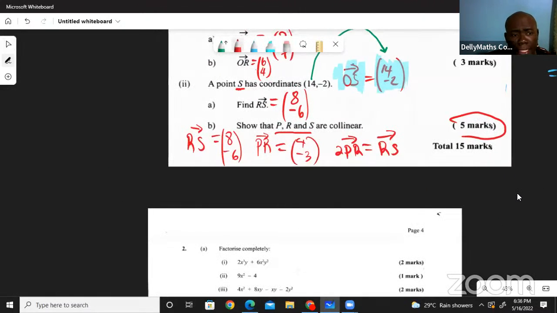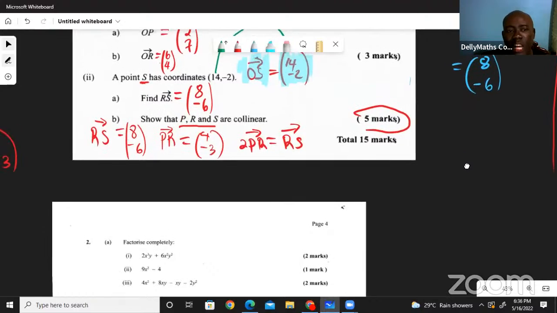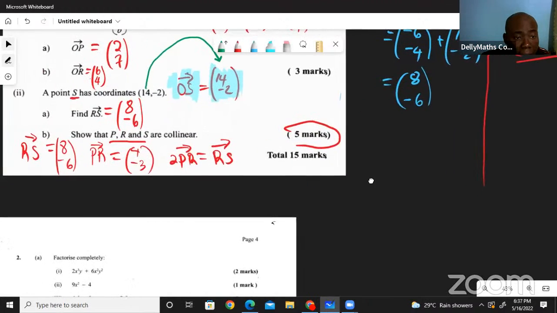So if I take a half of it, I could rewrite RS as 2 times (4, negative 3). You are seeing I could do this. And if I distribute the 2 inside, I'll get my (8, negative 6). So you're seeing that I could pull it out. All right, so this is telling us that PR and RS are parallel. They're parallel and they share a common point, R. So we're good to go. We're done. So 2PR gives us RS.